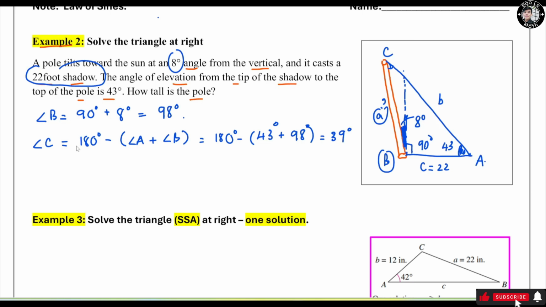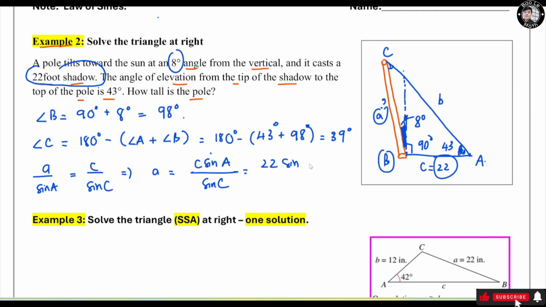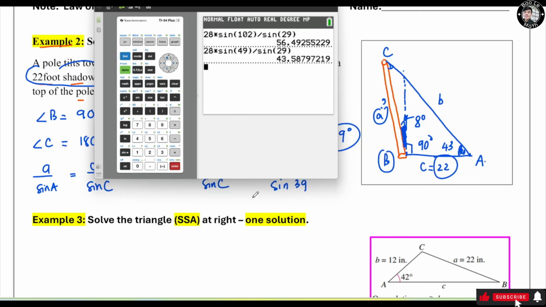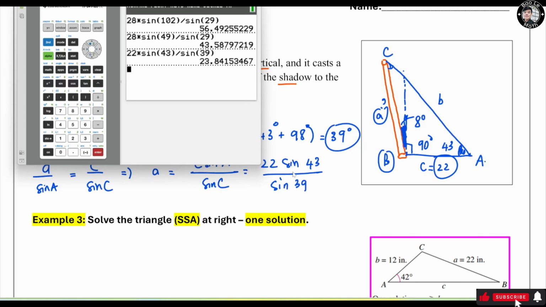Now we're going to use the law of sine. So we have A over sine A equals C over sine C. We need to solve for A, so A equals C times sine A divided by sine C. Now C right here equals 22, sine A equals sine of 43, divided by sine C, which is 39 right here. So we're going to bring up the calculator. It's going to be approximately 23.841.